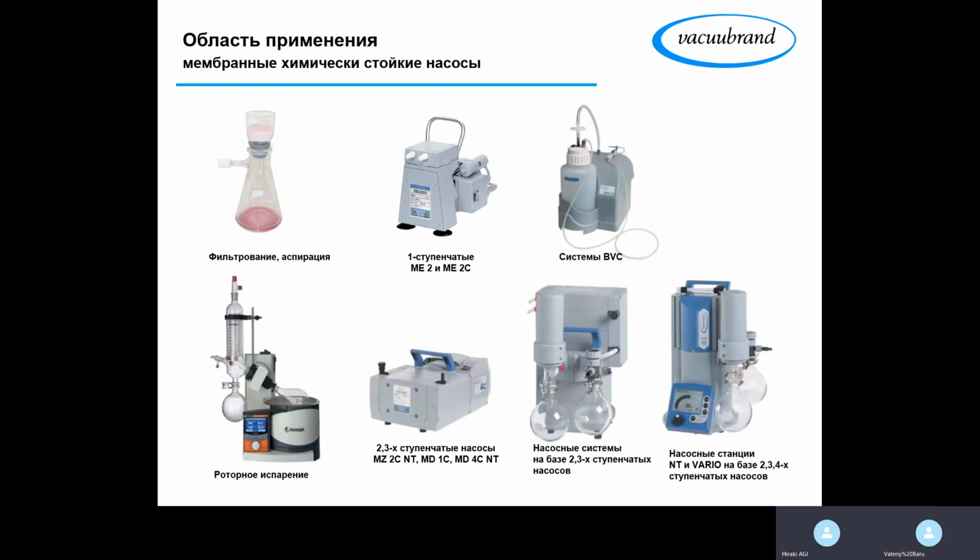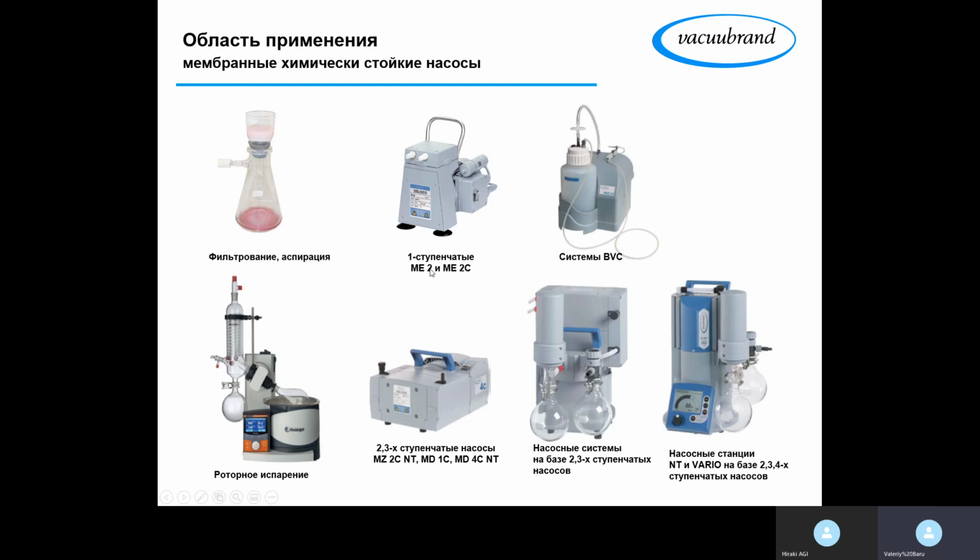Okay, so we've already discussed the field of application. This is just some models. So for filtration and aspiration, you can have the ME2, ME2C. By the way, what does it mean? ME, we already discussed that. M stands for membrane, E for one-stage pump. 2 is roughly the performance at maximum pressure.